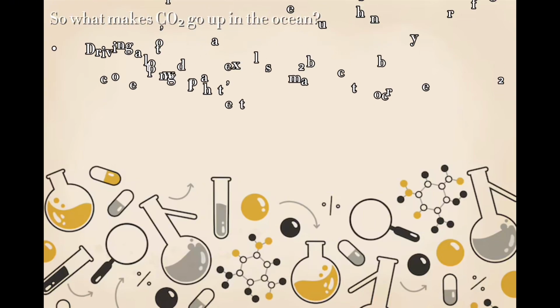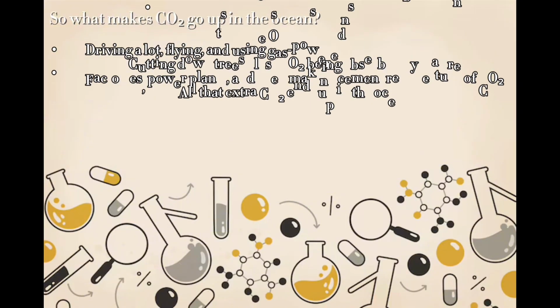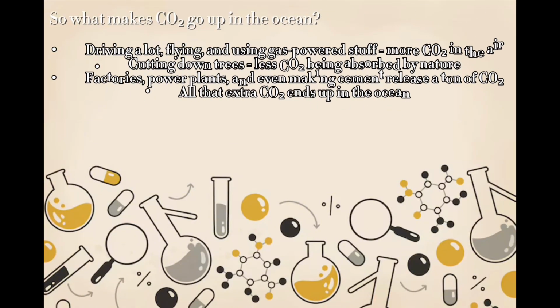So what makes CO2 go up in the ocean? Driving a lot, flying, and using gas-powered stuff equals more CO2 in the air. Cutting down trees equals less CO2 being absorbed by nature. Factories, power plants, and even making cement release a ton of CO2. All that extra CO2 ends up in the ocean.